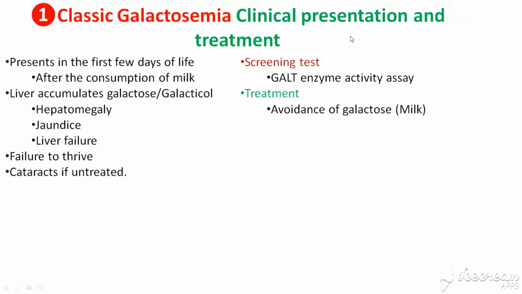Okay, so what is the clinical presentation and treatment of classic galactosemia? Well, this is going to present in the first few days of life after the baby starts consuming milk. So the liver is going to accumulate galactose and galactitol, and that's going to lead to hepatomegaly, jaundice, and liver failure. So all that galactose that accumulates inside the liver is going to cause liver damage. These babies are also going to have failure to thrive, and if the disease is not treated or managed, it's going to lead to cataracts.